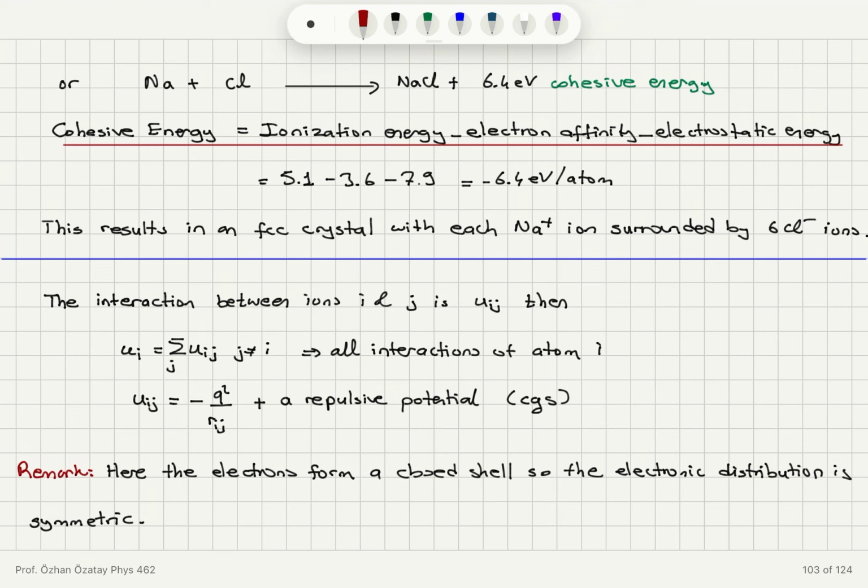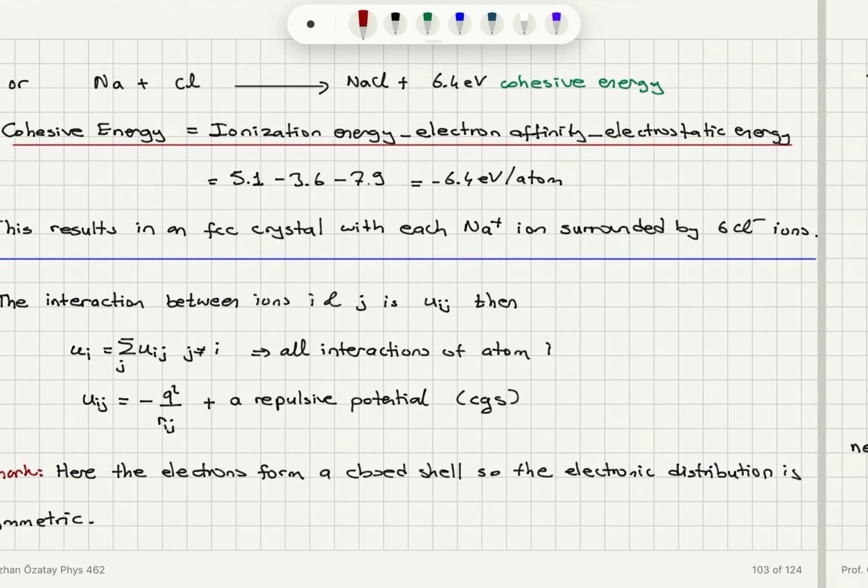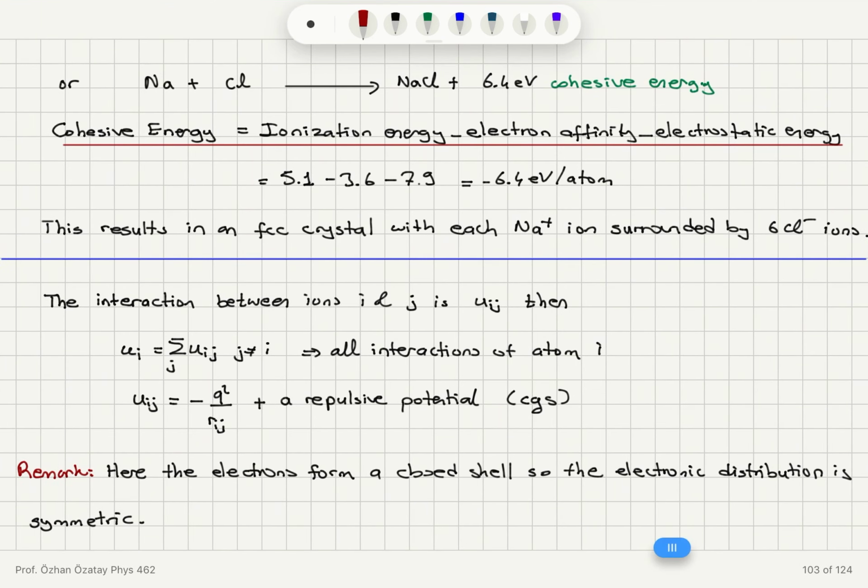So this results in a face-centered cubic structure. That's what we call the sodium chloride structure. We have alternating sodium and chlorine atoms. So each sodium plus ion has 6 chlorine minus ions surrounding it. And that basically summarizes what's going on in sodium chloride.